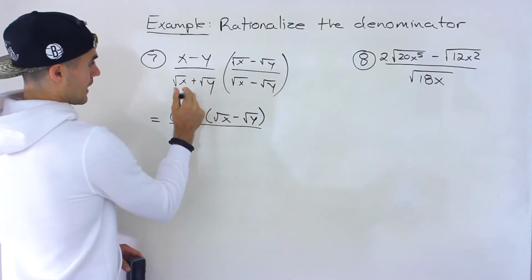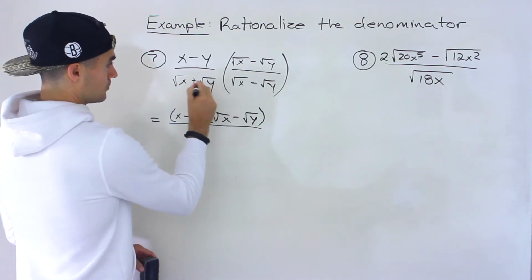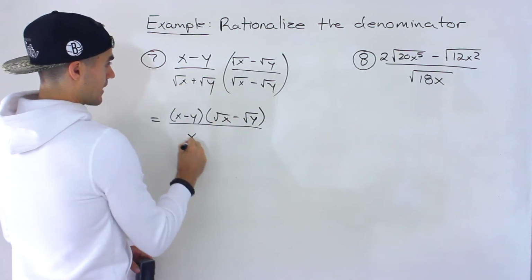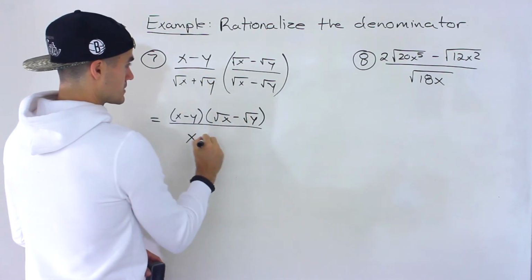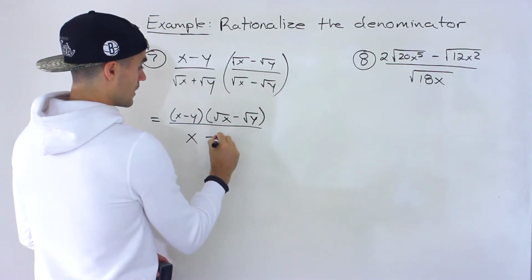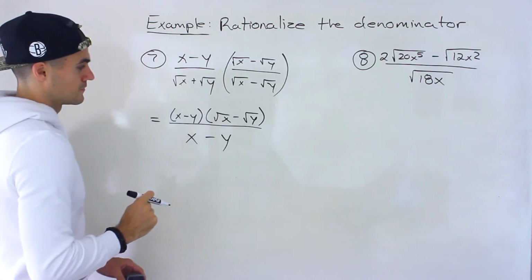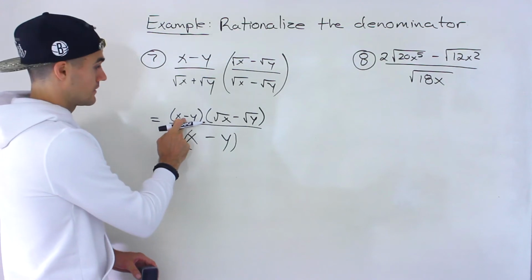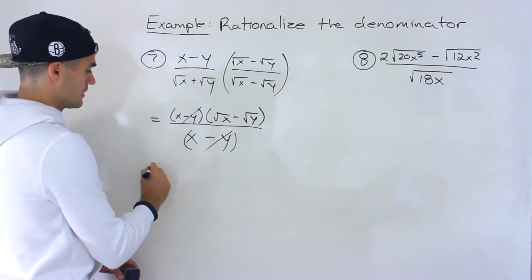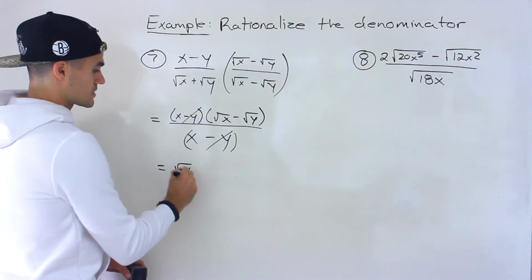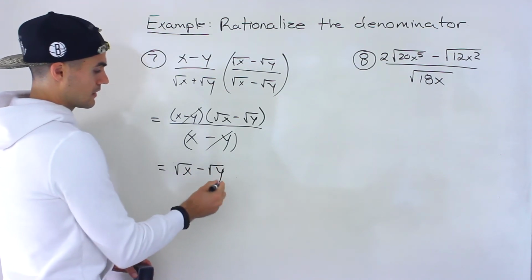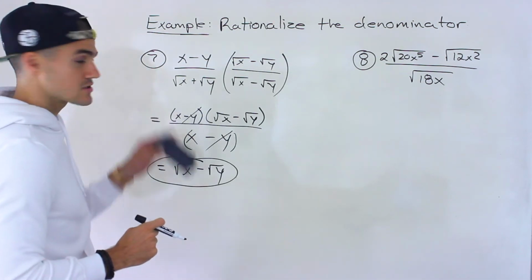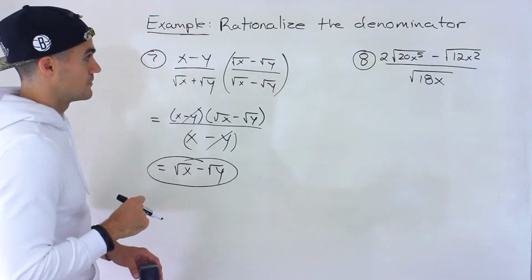And then over here, what's going to happen is we multiply the ends because we're multiplying the conjugate. So root x times root x gives us x. And then we have plus minus. And then root y times root y would give us just y. And then if you notice from here, we have x minus y and x minus y. So these here would cancel out, and we'd just be left with root x minus root y. And then that doesn't simplify any further. So that there ends up being the final answer for number 7.